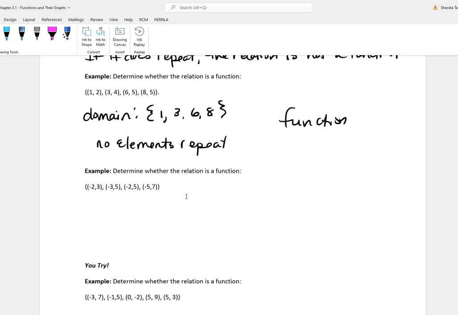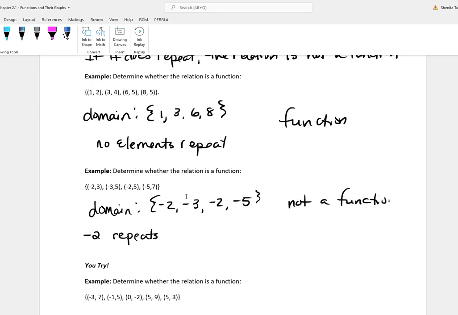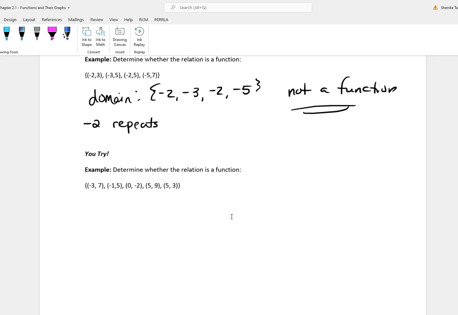All right, let's look at the domain for the second problem. We have -2, -3, -2, -5. As you can see, the -2 repeats. So this is not a function. The elements in the domain cannot repeat. I have a Try problem on here, and I will tell you that it's not a function. You can go ahead and figure that out on your own.